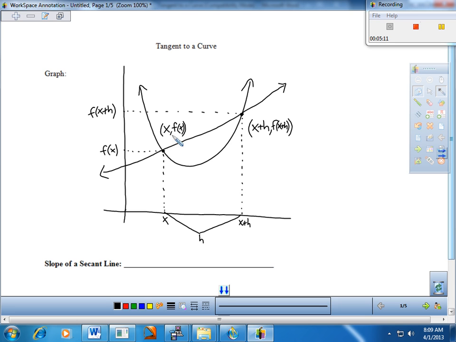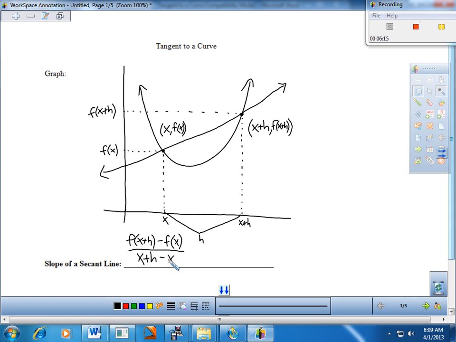So y2 minus y1, everyone. So I would do f of x plus h, that's y2, minus f of x, so the function value at x. There's y2 minus y1, and then over, of course, what we would do now is x2, there it is, minus x1. So let's plug that in. x2, so x plus h, minus, and then x right there. Hopefully everybody kind of sees that piece.